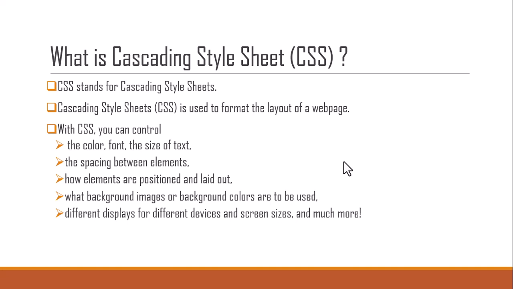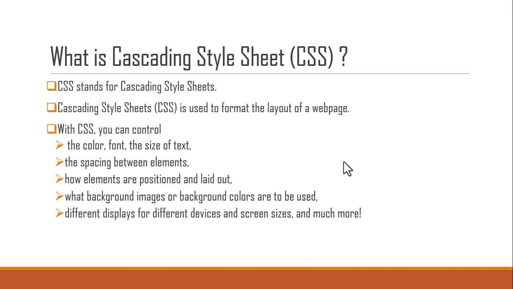So you can adjust the color, the font size, font weight, and font styles. The size of the text can be adjusted by CSS. You can also adjust the spacing between elements. So if you want spacing inside of the element or outside of the elements, you can use spacing mechanisms in cascading style sheets. We can also arrange or determine how elements are positioned in the layout in our web page.